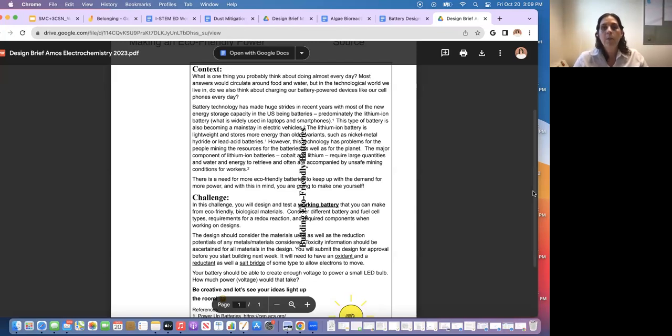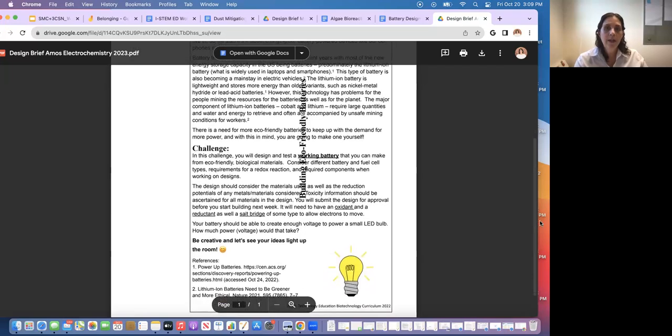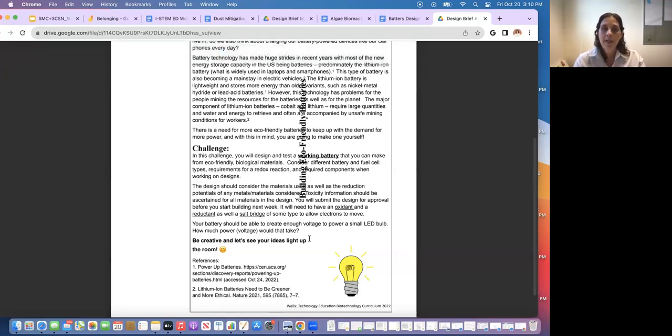So these students would develop a working battery, and it should be eco-friendly materials that are biologically sourced. So she charged them with considering different battery types that exist, fuel cell types, requirements for the redox reaction, and what type of components they would need to have access to in order to work on these designs. They were to consider not just the materials used, but thinking about toxicity, after the materials no longer serve its purpose. And she gave them some very specific criteria.